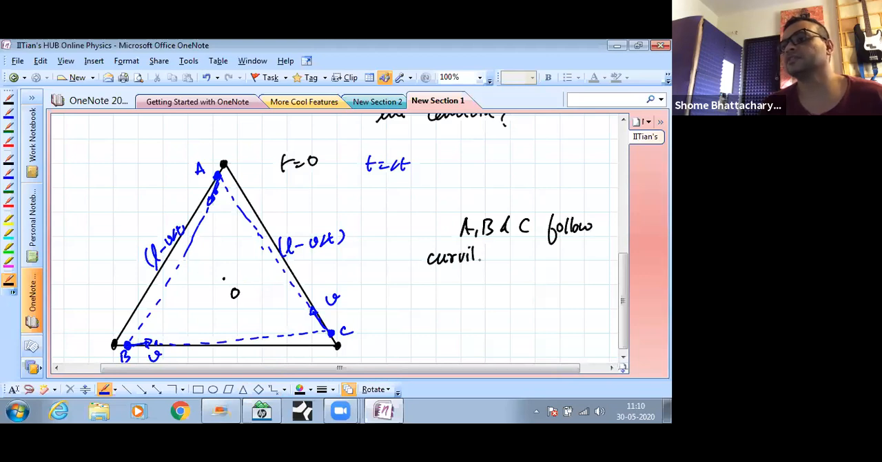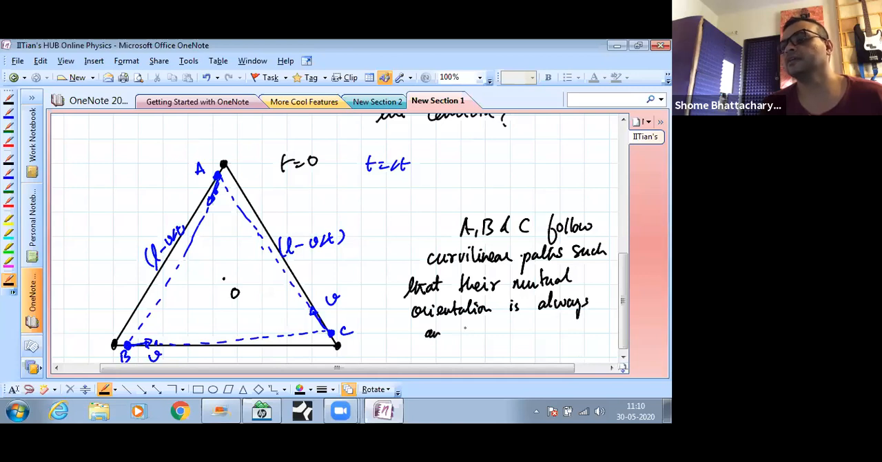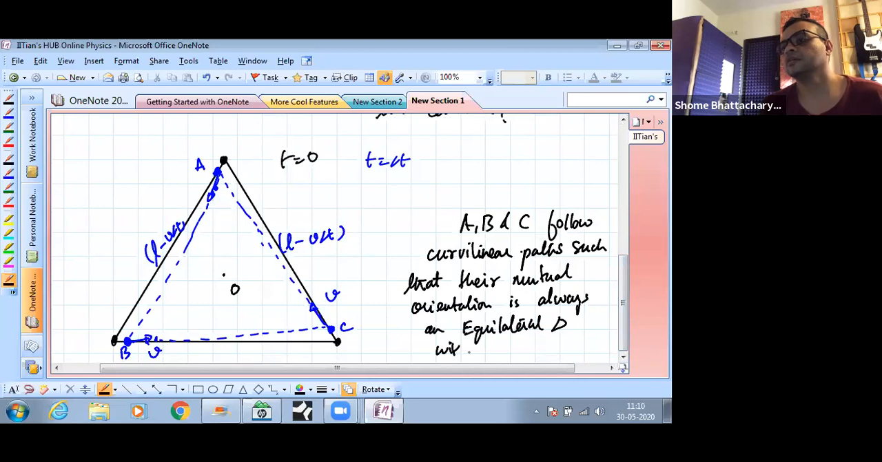So basically A, B and C follow curvilinear paths such that their mutual orientation is always an equilateral triangle with the fixed centroid. The centroid is not moving. The centroid is remaining fixed. Okay, so that's one interesting point.